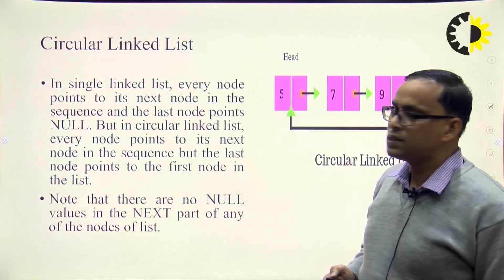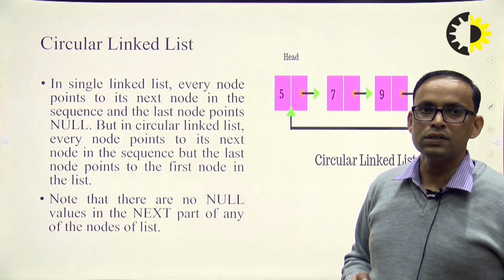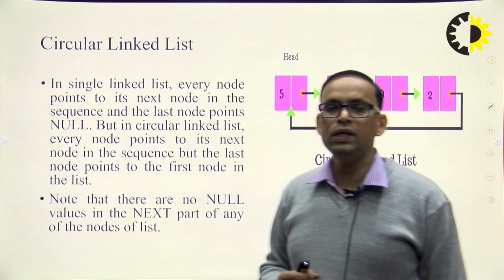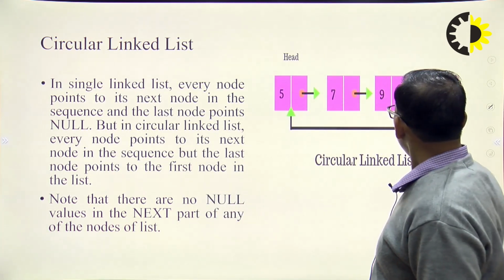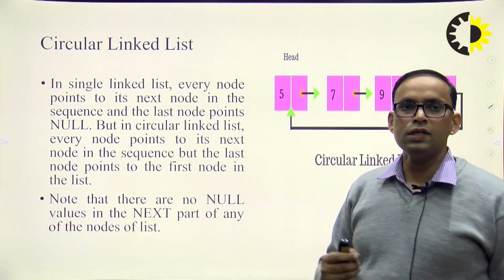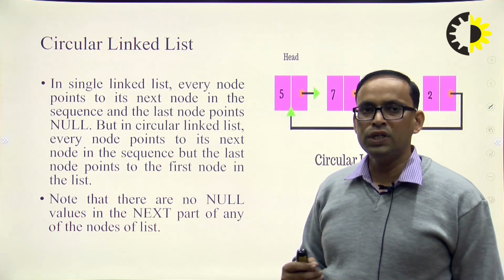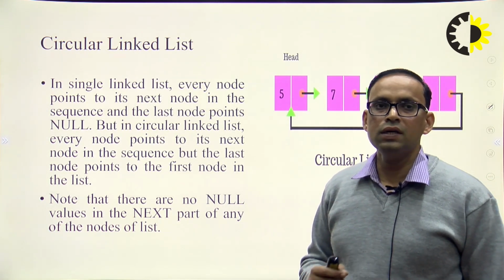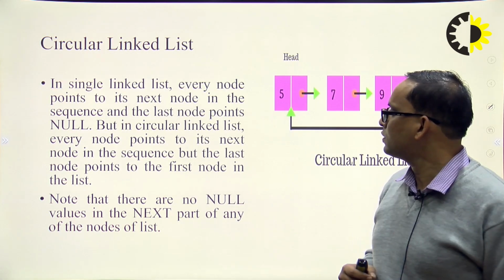So let's start with the introduction of circular linked list. Actually, circular linked list is a type of singly linked list, but the main difference is that the last node of the linked list is connected to the first node. It means in circular linked list, we are able to reach from the last node to the first node of the linked list. This is the main advantage of the circular linked list.